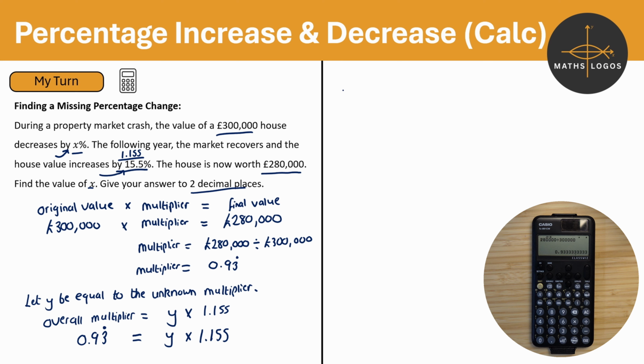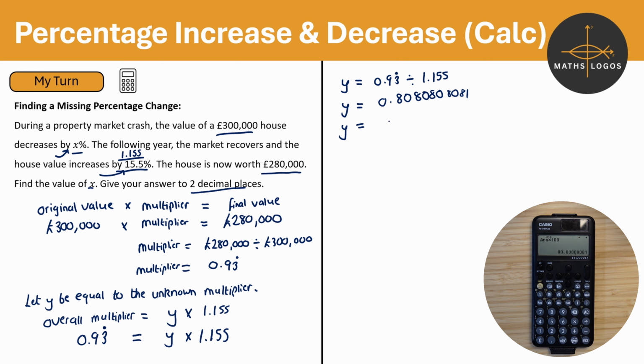We can rearrange this equation for Y. We can say that Y is equal to 0.93 recurring, which we have in our calculator already, divided by 1.155. I'll go ahead and do that on my calculator. It's already stored as the answer, so I just hit divide, and I put in 1.155. Hit execute, and see what this gives me. It gives me this decimal, 0.80. So this is my multiplier, but it's not the percentage decrease. I want to turn this into a percentage. So what I'll do is multiply it by 100.